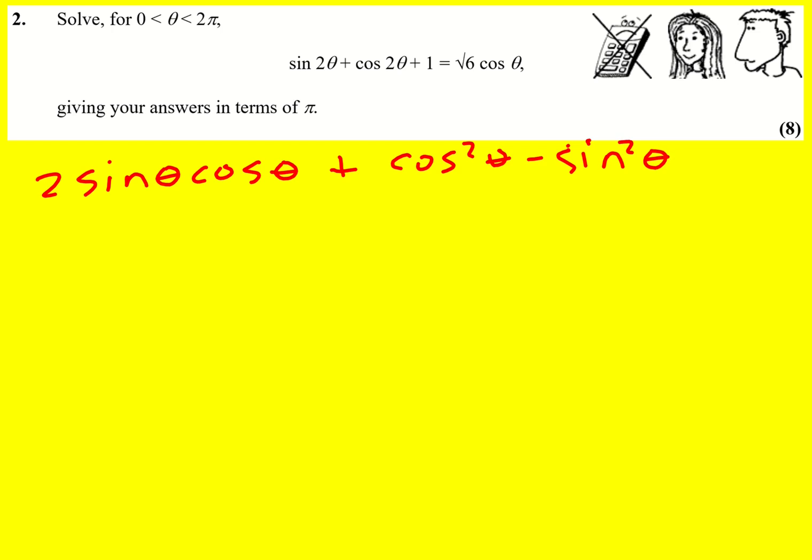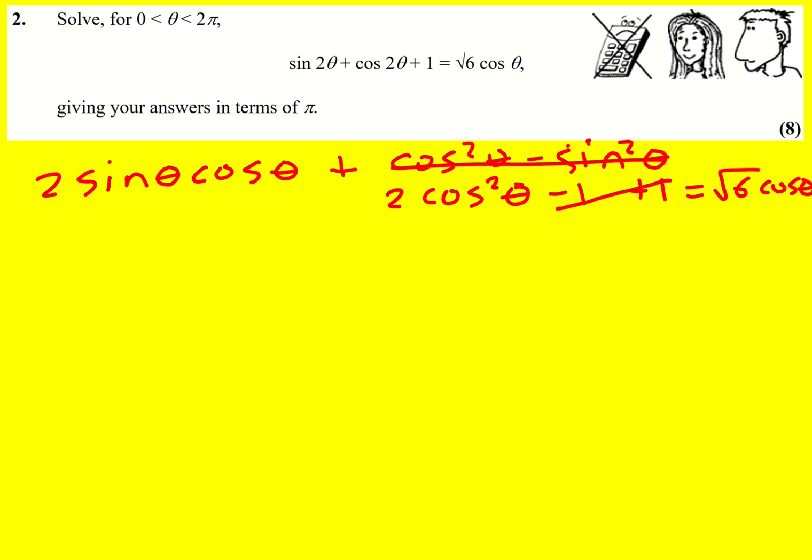The only thing is we're introducing a sine squared. We're not going to have a common factor, so actually it makes sense to substitute in for sine squared plus cos squared is 1. So sine squared is 1 minus cos squared, and we're going to get 2 cos squared theta minus 1. And of course we're still plusing 1. That equals root 6 cos theta. And these two are going to cancel. So that's good.